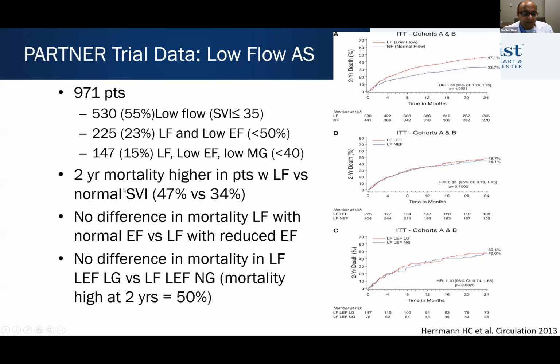This analysis demonstrated that the 2-year mortality was higher in patients with low flow compared to those with normal flow. The upper panel here, the low flow versus the normal flow, which is the stroke volume index, 47% versus 34% 2-year mortality. There was no difference in mortality in the low flow with low EF compared to low flow with normal EF. But the mortality, again, is almost 50% here when you look at mortality out to 2 years. Again, remember, these are high-risk patients. The third part is there was no difference in mortality in the low flow, low EF, low gradient versus those with low flow, low EF, normal gradient. But again, the mortality at 2 years was 50%.